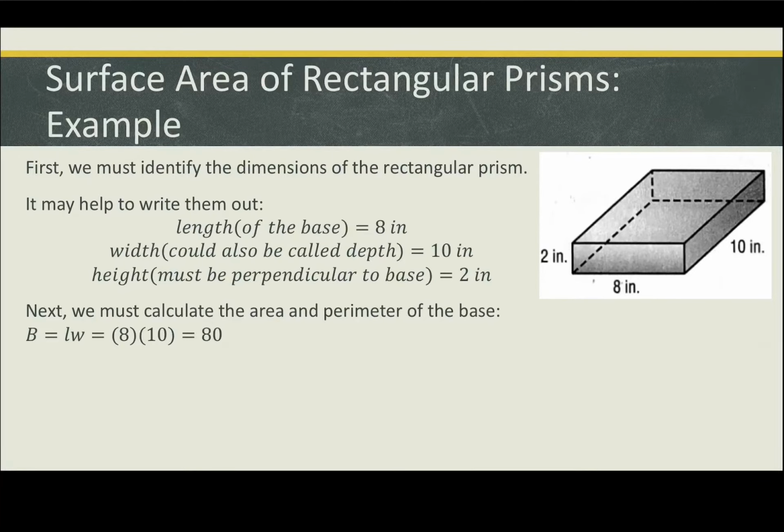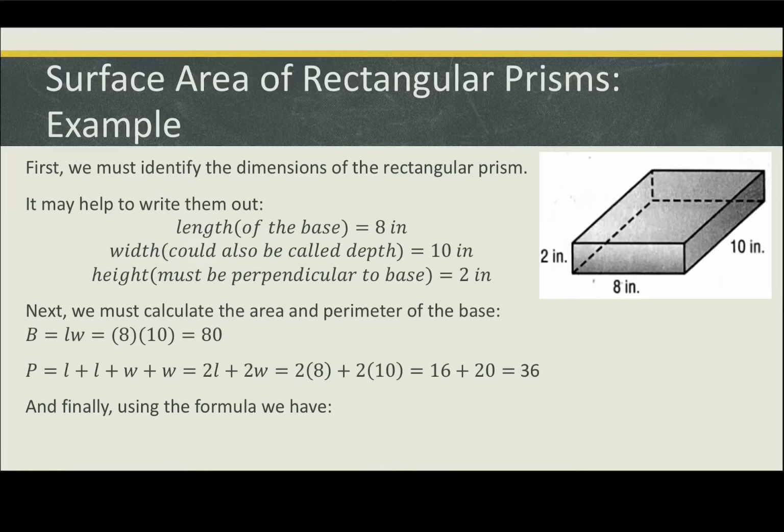So next, we must calculate the area and the perimeter of the base. To calculate the area of this base, we simply multiply the length times the width. The length, again, was 8. The width, or depth, is 10. So 8 times 10 gives us 80. Now, the perimeter, we could either add up the 2 lengths and the 2 widths, or recognize that the lengths are the same, the widths are the same, so we have the formula 2L plus 2W. We substitute in what we know for our length and width, and we get a perimeter of 36.